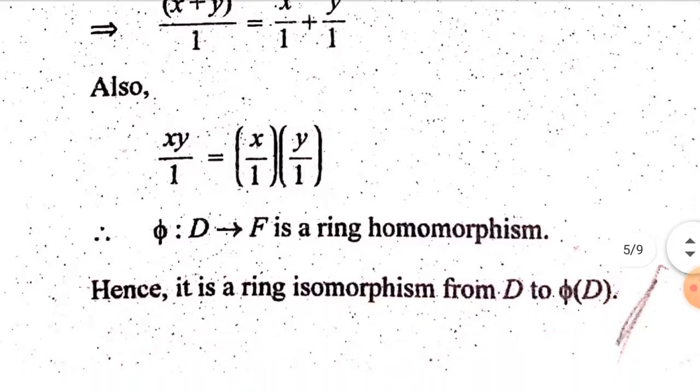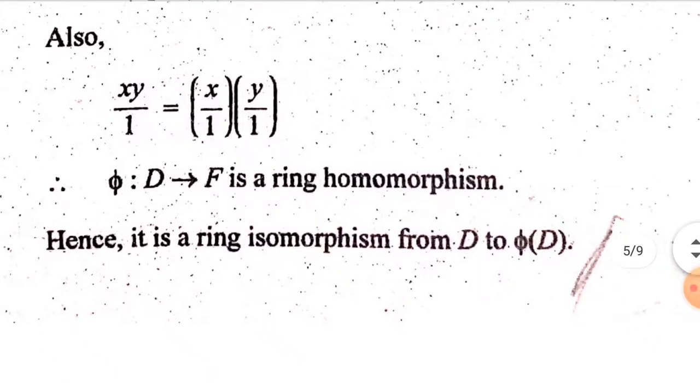Now we can say pi is a ring homomorphism. It's satisfying the conditions of a field and isomorphism. So we can say the ring D is isomorphic to pi of D. Finally, we can say the integral domain D is embedded in a field.